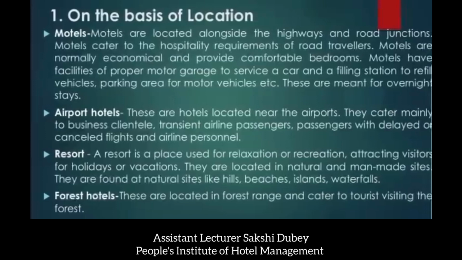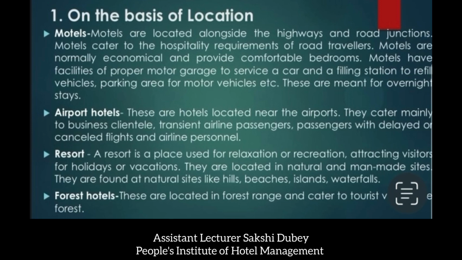Then there are airport hotels. Now what is an airport hotel? A hotel which is situated near the airport. So who are the guests preferring airport hotels? The passengers who have connecting flights, or a long time duration, or the airport staff, we can say ground staff, air hostesses or pilots, they can stay over there.